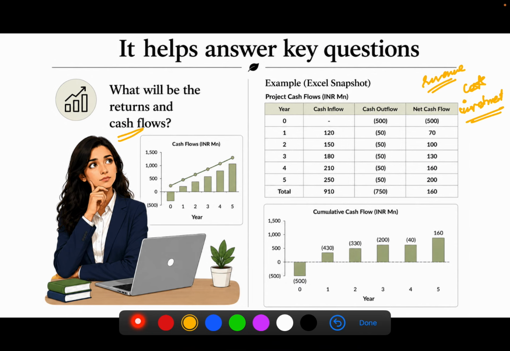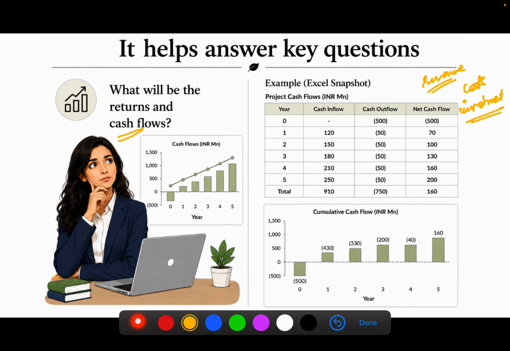Whenever you build a project, you will invest some amount, right? And then your project will get started. And then for running the operations of that project, you will incur some costs. That's how finally you will generate some revenue out of the business.